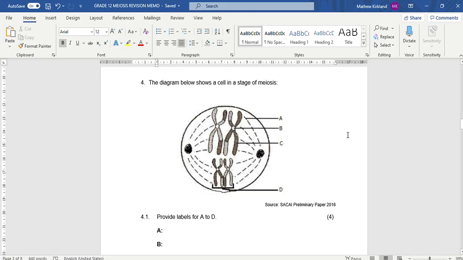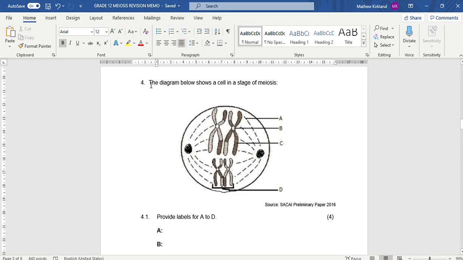Hello grade 12s, we are carrying on with our meiosis revision. So we're moving on from the last video where we were with the questions. Again, please make sure that you go through these questions before, make sure you've done them, make sure you have an understanding before you come to get the answers. So we're carrying straight on into it.